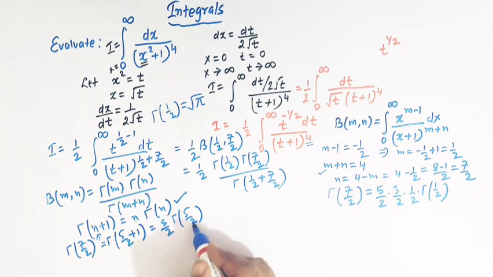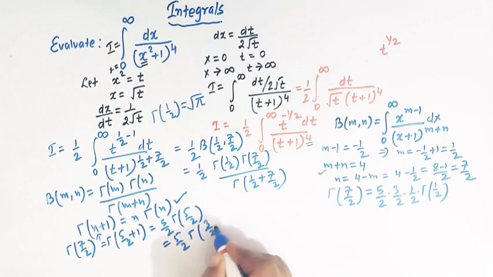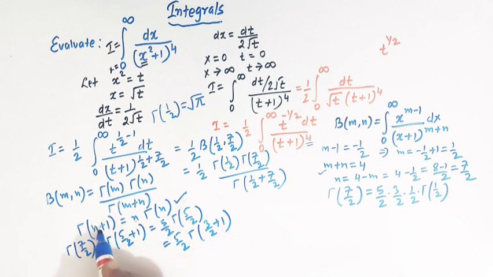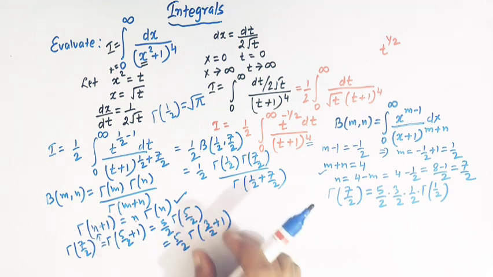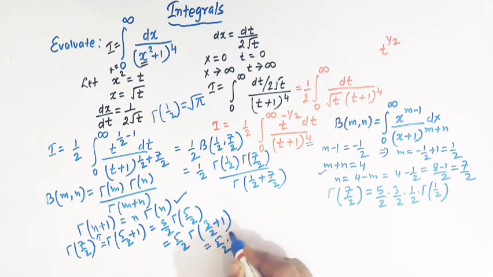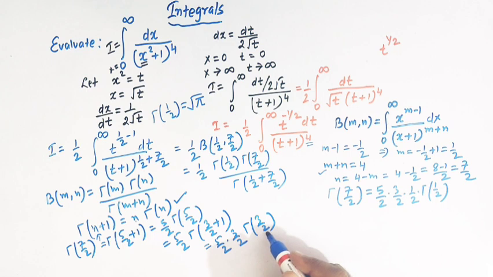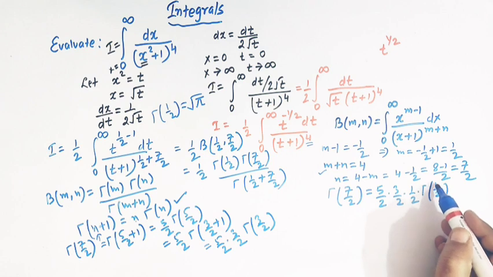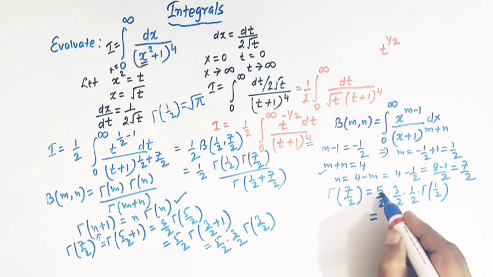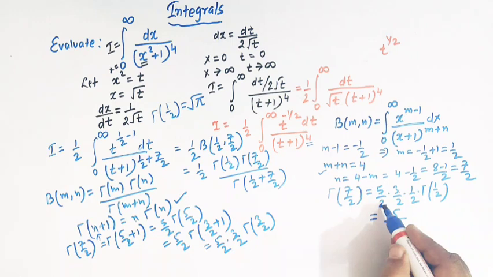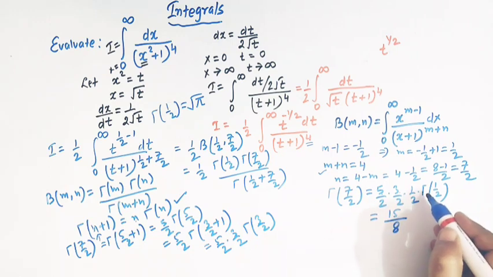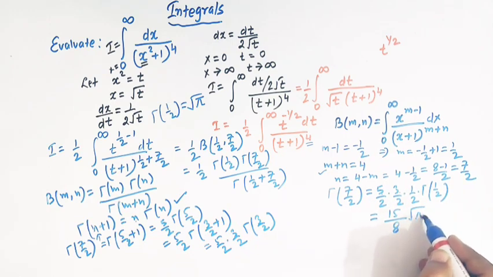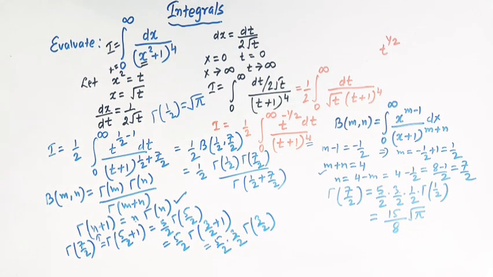Then we can write 5 by 2 as 3 by 2 plus 1, and again applying this result to this expression, we have 5 by 2 times 3 by 2 gamma of 3 by 2, and then gamma of 3 by 2 can be written as half plus 1, which is half times gamma of half, right? So this is 5 3s are 15, and this is 2 2s are 4 2s are 8, and gamma of half is square root of pi, right?